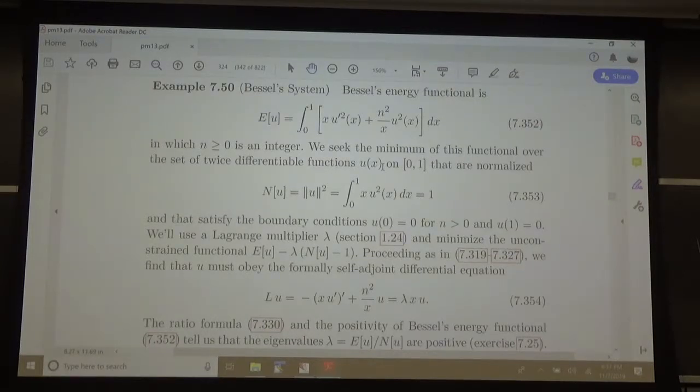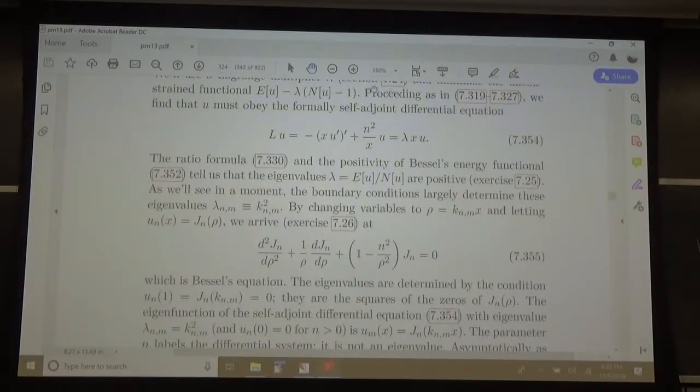Well, Bessel's energy function is of this form, where n is an integer, a non-negative integer. And if we try to minimize this over the set of twice differentiable functions on the interval 0 to 1 that are normalized functions, then what we wind up with is this equation. And changing variables, one can identify this as Bessel's equation. These are the ordinary cylindrical Bessel functions. And the cylindrical Bessel functions are rather complicated functions.